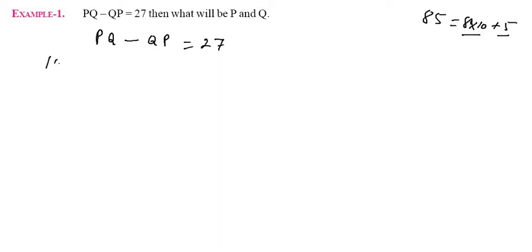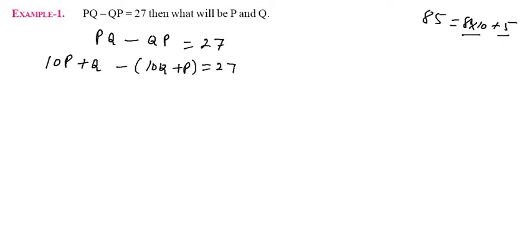So example 1, it is given that PQ minus QP is equal to 27. You have to see PQ minus QP is equal to 27. As you know, any number, suppose it is 85, can be written as 8 into 10 plus 5, because 5 is in the unit place. So you can write P and Q also in the same way: PQ is 10P plus Q, and QP is 10Q plus P.